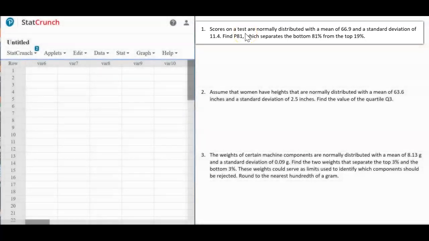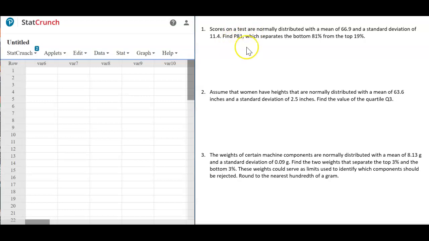Let's read the first problem. Scores on a test are normally distributed with a mean of 66.9 and a standard deviation of 11.4. Find P81, which separates the bottom 81% from the top 19%. So we're looking for the 81st percentile. Let's draw a graph. It's a normally distributed set of data with a mean of 66.9 and a standard deviation of 11.4.